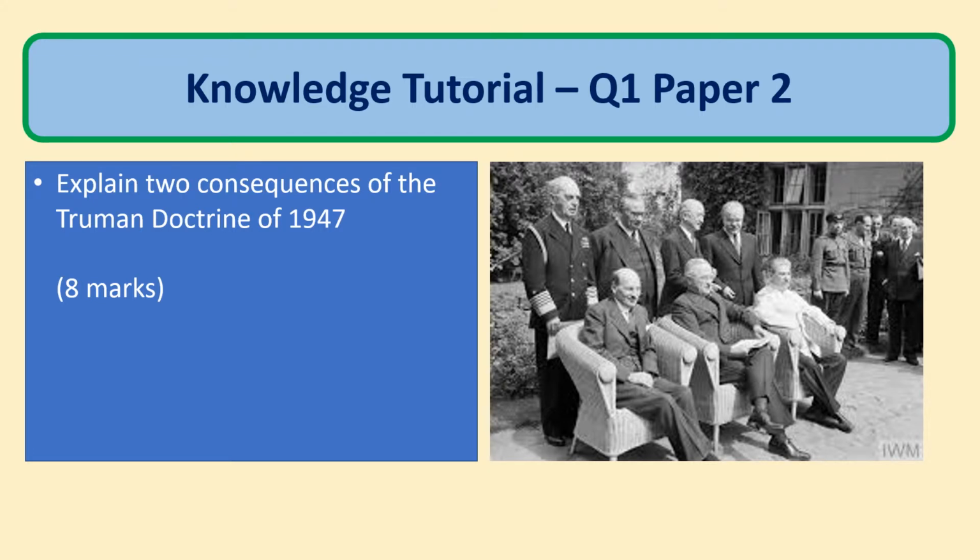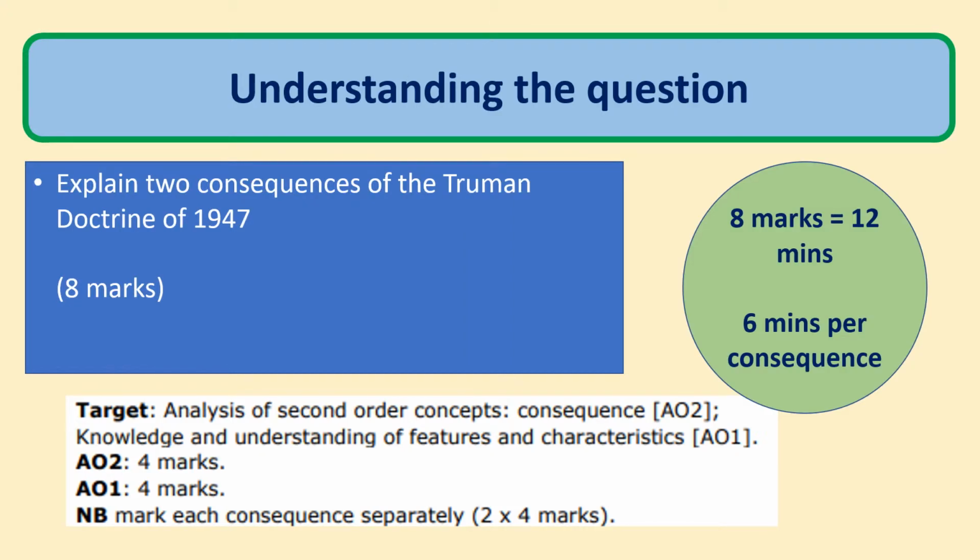It's looking at question 1 in paper 2. We've done one already, so if you have a look in the playlist, but we decided to just do another one looking at the Truman Doctrine because, again, it's a possible question that could come up this year. So here we've got explain 2 consequences of the Truman Doctrine. It's worth 8 marks. So really simple.